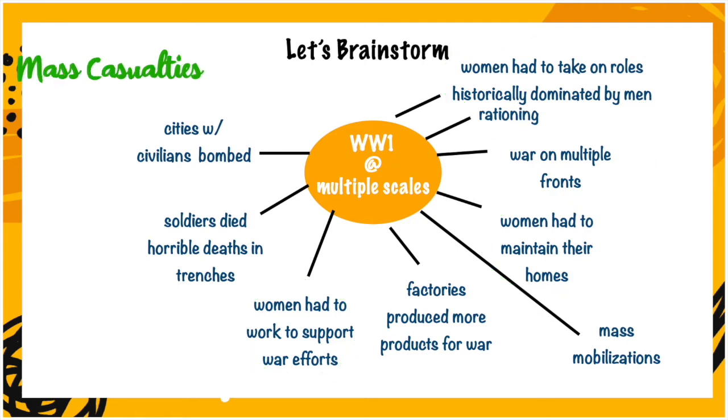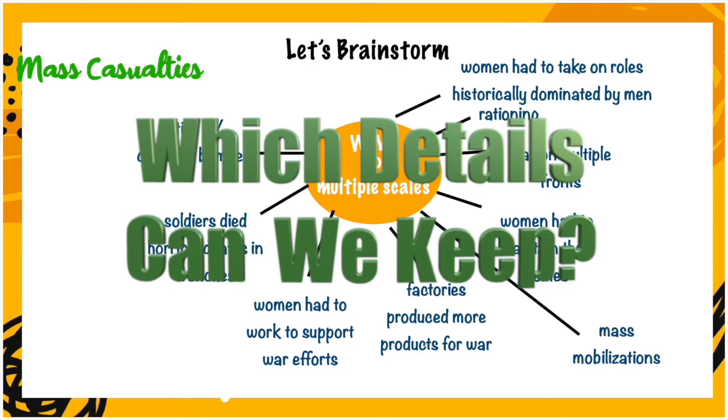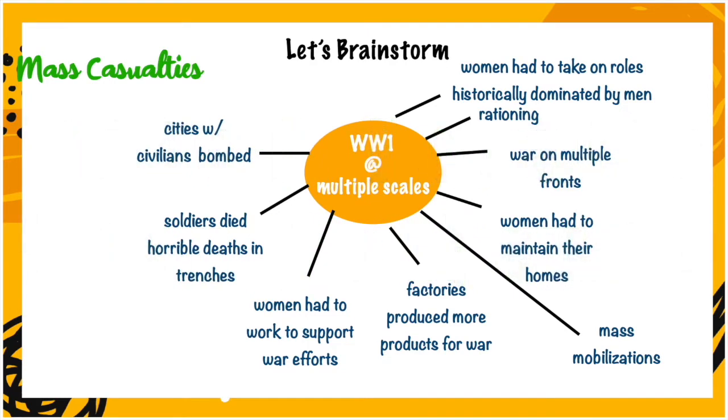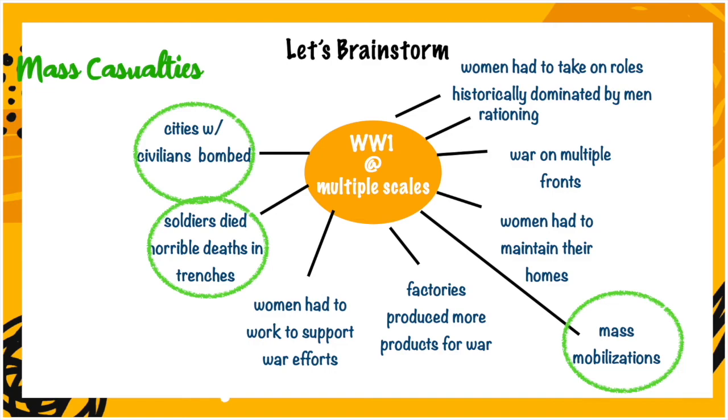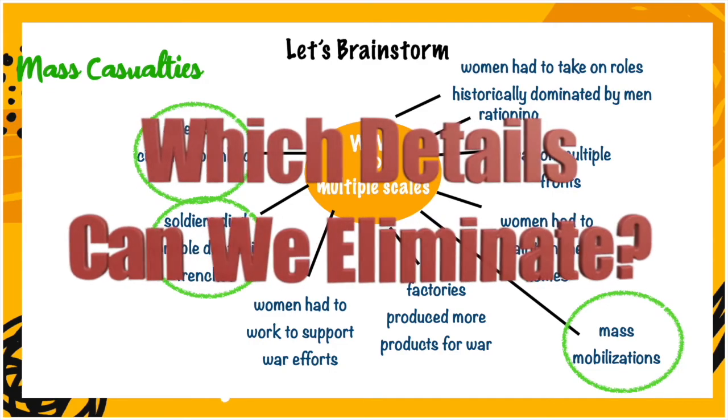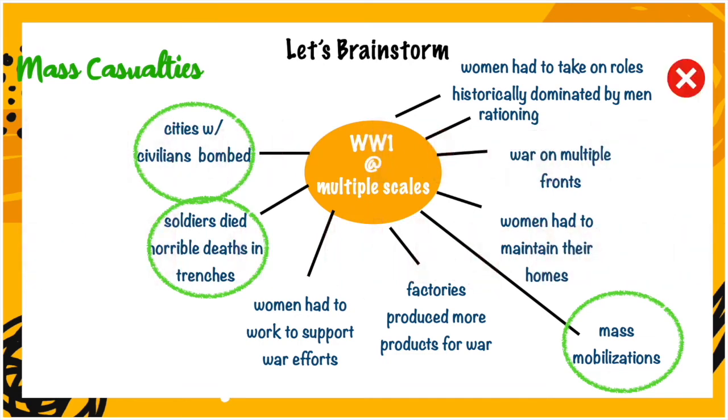Okay, let's look at another example. Our topic, let's say, is all about mass casualties. Which information could I use from this brainstorm that will help support my topic about mass casualties? Cities with civilians bombed. Soldiers died horrible deaths in trenches, and mass mobilizations, right? Which information will I need to eliminate because it's irrelevant? So women had to take on roles historically dominated by men. Okay, and women had to maintain their homes, and there are others. You want to make sure that you narrow your focus, make sure it's related to the topic.